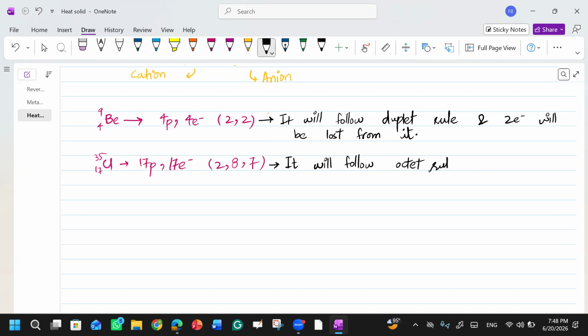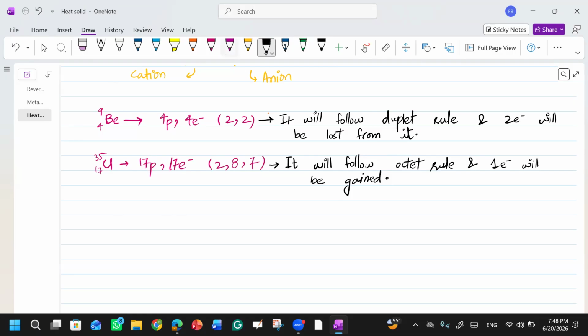And what will it do with the octet? Will it gain or will it lose? It will gain just 1 electron. See this carefully. I will give you the practice questions. So it will follow the octet rule and 1 electron will be gained.